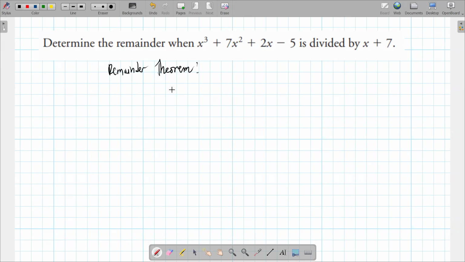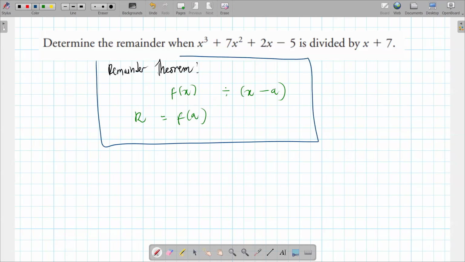You have some polynomial f of x. When you divide this by a polynomial in the form x minus a, the remainder that you get is simply f of a. This is the remainder theorem. And then the factor theorem just builds off this. It says if f of a is 0, then x minus a is a factor. And we call this statement the factor theorem.